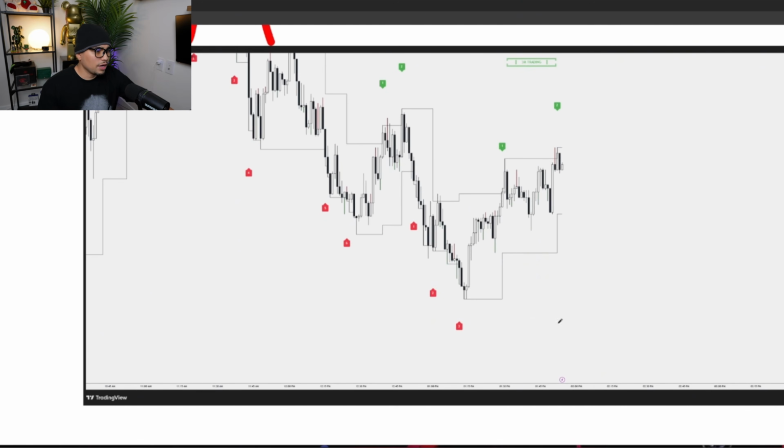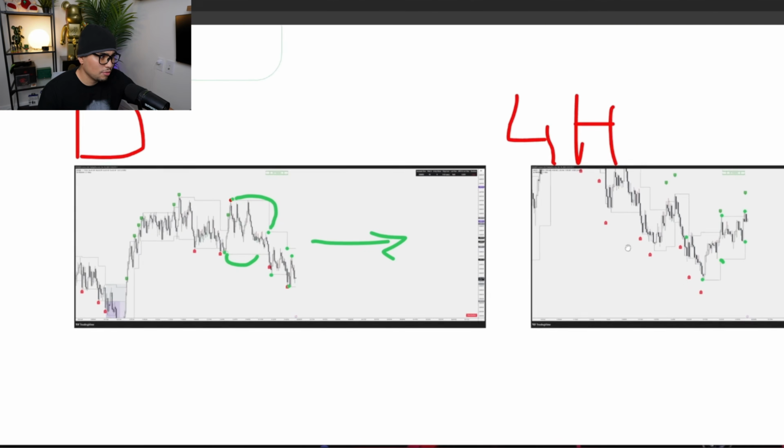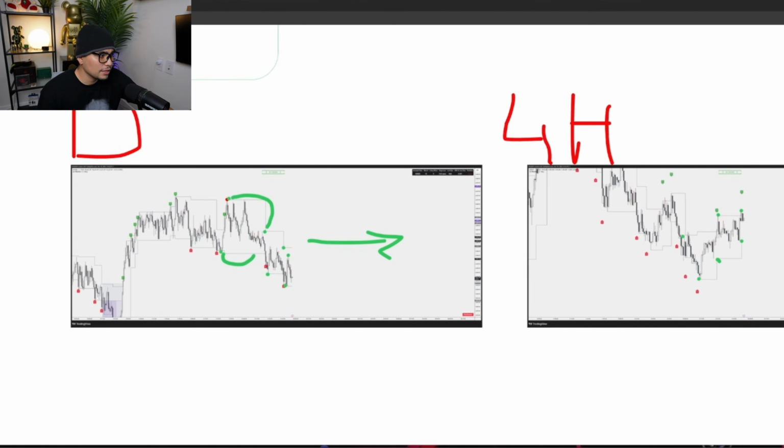Moving on to the 4-hour right here, we can see that there was a low and a high. Right after that, a higher high gets created, and a higher low gets created. And then right after that, we get a higher high and a higher low, making it so that the 4-hour is bullish. Now you may ask, what do I do when the 4-hour is bullish and the daily is bearish? And I just told you, you don't do anything, nothing at all.